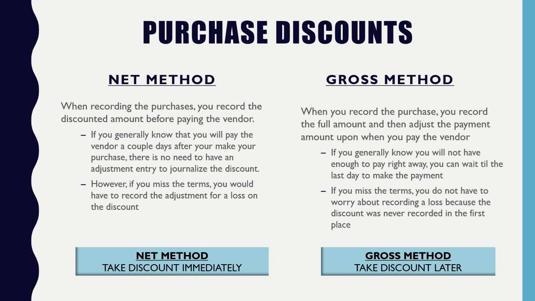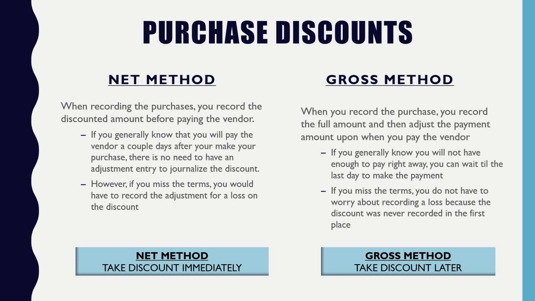So when you purchase things, you typically pay within a couple of days. That is fine. Usually companies that have a large bank account can typically take advantage of those discounts, right? So then what you're going to do is, instead of recording it at full price, you're going to record it at the discounted price, okay? So the net method is when you take the discount immediately, okay?